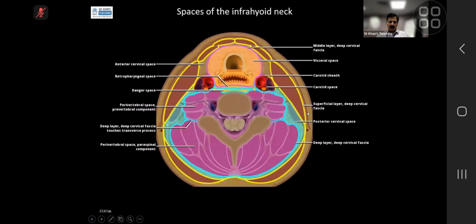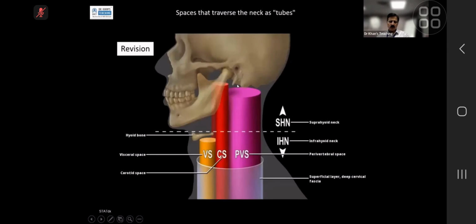So in infrahyoid neck, this is the level of the thyroid gland. You can see that this is thyroid gland, and this is trachea. This is esophagus. These are parathyroid. Now here is the carotid space. So there are many things within the visceral space. So part of the visceral space we are going to cover today. And please remember that many of these spaces act as tubes. So they go up and down, like carotid space, the visceral space, the perivertebral space.